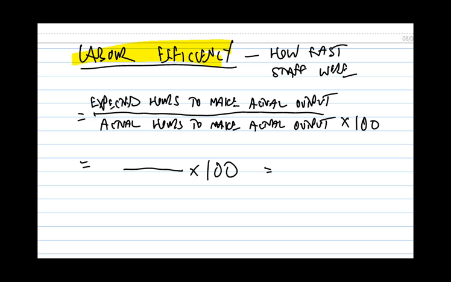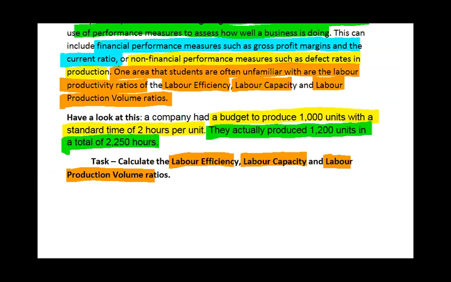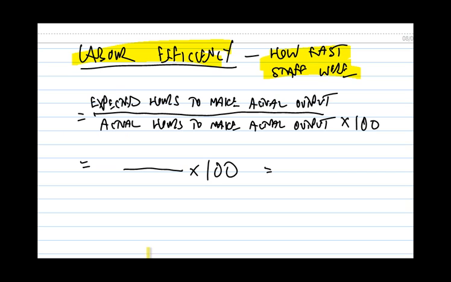Efficiency of labour is looking at how fast our staff were. Did they work faster or slower than we expected? If you remember from the original data in the question, we were expecting staff to take 2 hours per unit. That was the standard, that was the expectation. So if they were faster than expected, maybe they only took an hour and a half to make each unit. The calculation for the labour efficiency ratio is the expected hours to make actual output divided by the actual hours to make actual output.